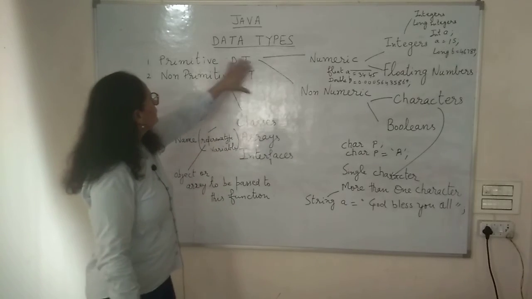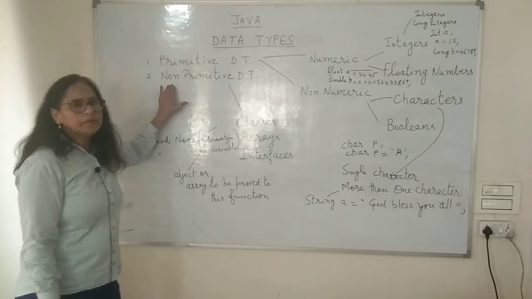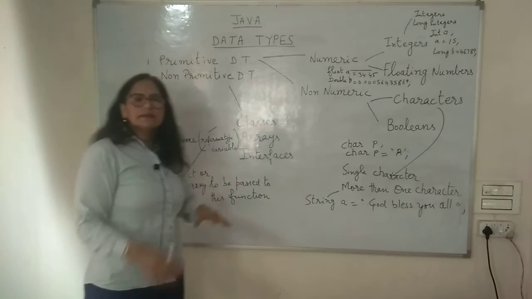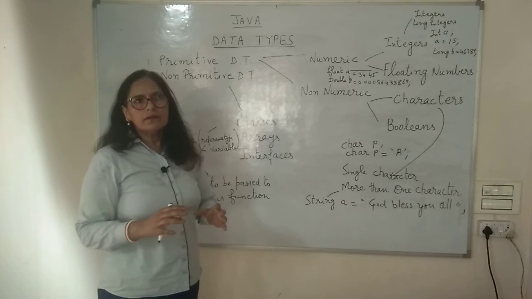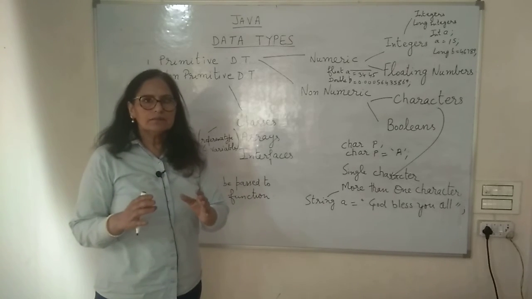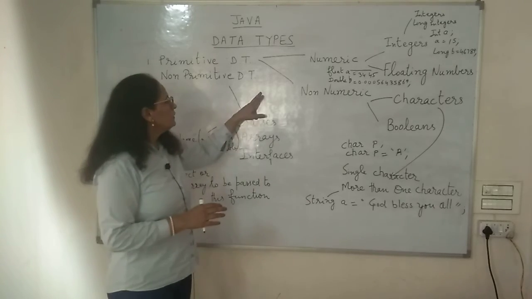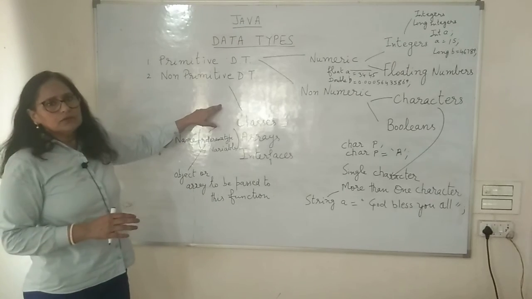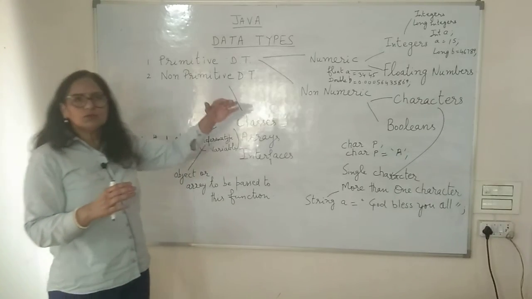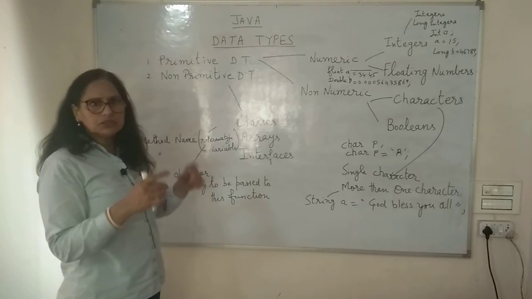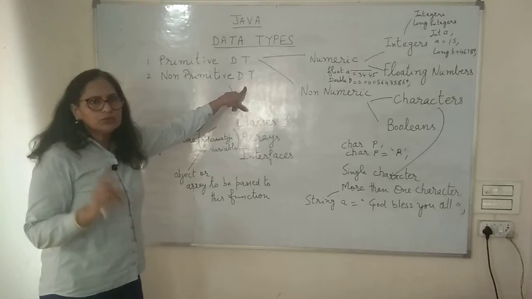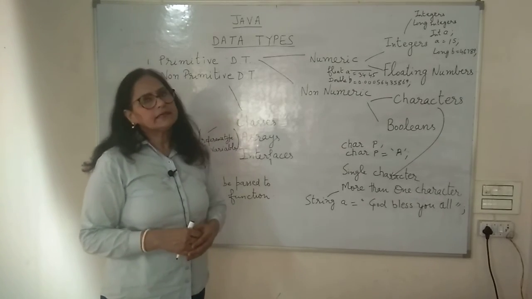Now these were the primitive data types. Now comes non-primitive data types. Non-primitive data types are the reference type of data types. Here we don't store the value, we store the memory location of the value. Wherever the value is present, that value has been stored under some memory location. The memory location address is being stored in this non-primitive data type. That's why they are also called reference data types.